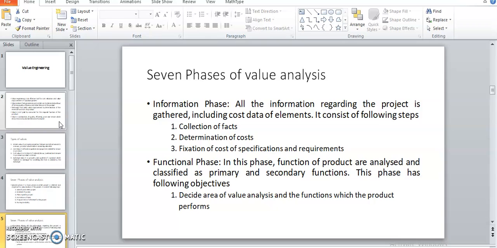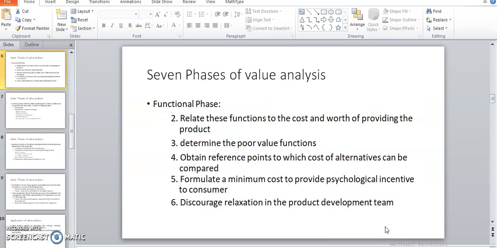Now the third phase is the functional phase. In this phase, the functions of the product are analyzed and classified as primary and secondary functions. In this phase, we have the following objectives which are related to the functions. Decide the area of value analysis and the functions which the product performs.